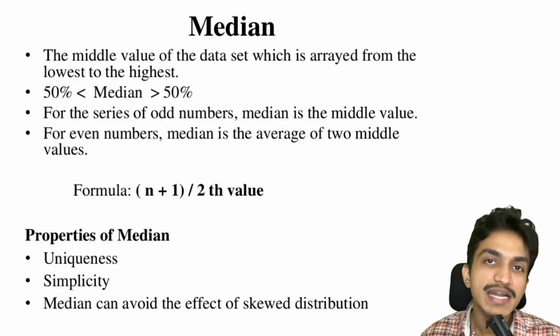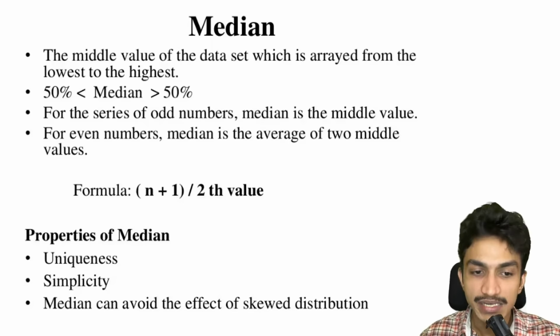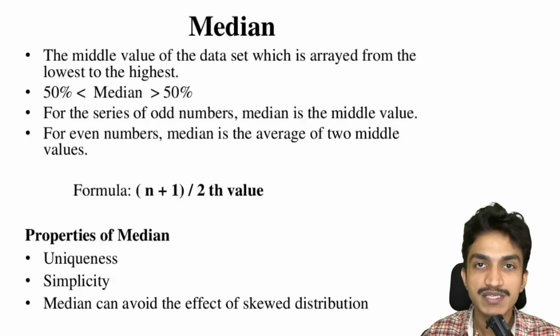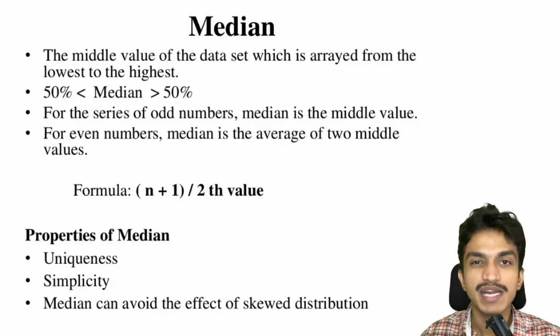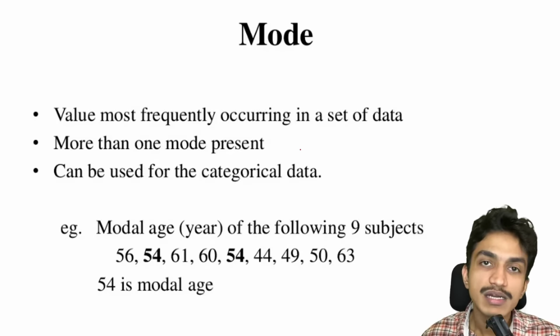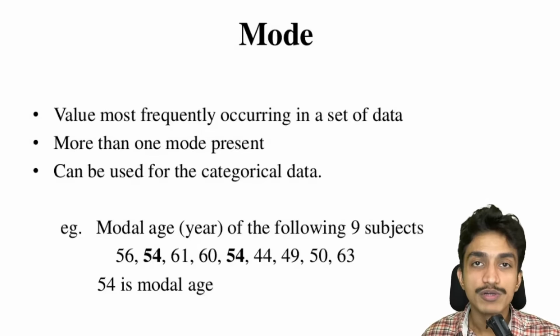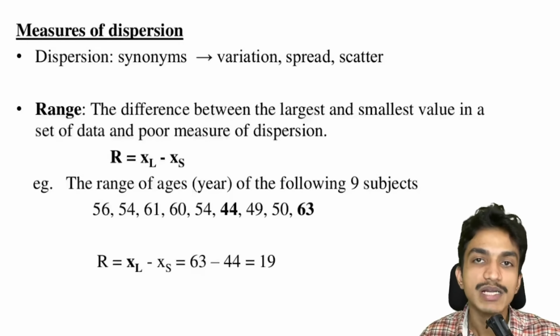Median is the middle value of the data set. When you arrange it from lowest to highest, what is the middle value? That is the median, or by formula, the (n plus 1) divided by 2 value is given as the median, that is the middle value. What is mode? It is the most frequently occurring value in the set of data. There can be more than one mode. So if there are 10 patients, and three patients have ages of 54 and three have 55, both can be the mode. So there can be multiple modes.